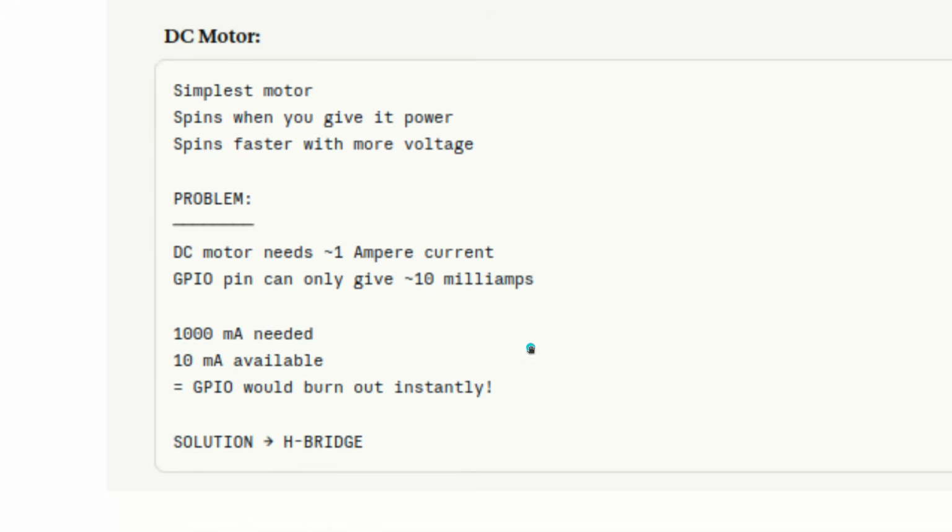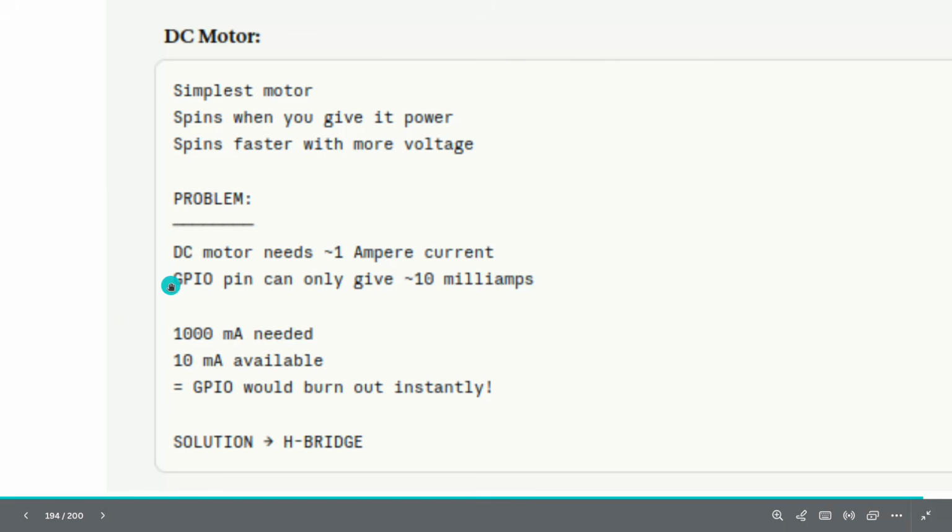So the DC motor is the simplest motor. It spins when you give it power, and spins faster with more voltage. So that is what we know. Consider a fan: if you are giving it power, it will spin continuously, right? So it is a very simple motor. If my fan is moving very fast, I would say it has more voltage. If it is moving slower, then I would say it has less voltage.